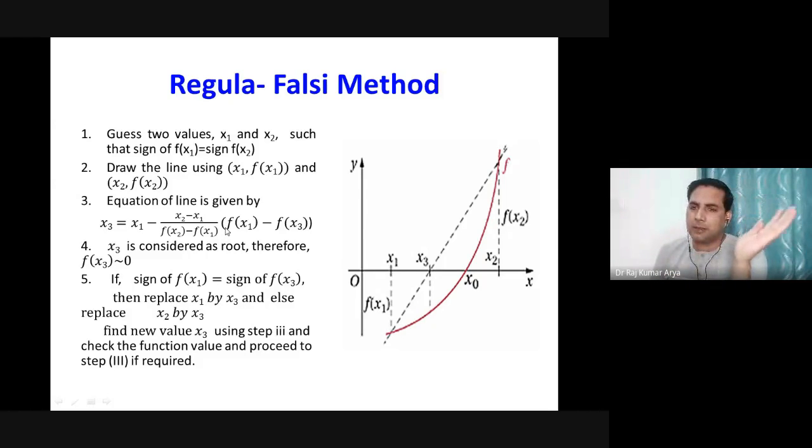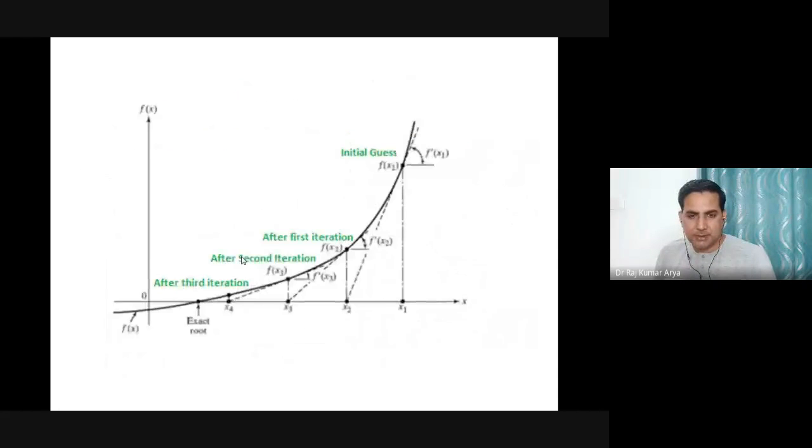So this is your new formula to calculate x3. Previously you calculated based on the average. Here you have calculated based on the line, and the third point is considered as a root. Now you got the new value of x3. You will again check whether the sign of fx1 is the same as the sign of fx3. If they are the same, change x1 by x3, else change x2 by x3, and repeat the calculation. So in your final formulation, let me write it here actually. This I have not changed here.